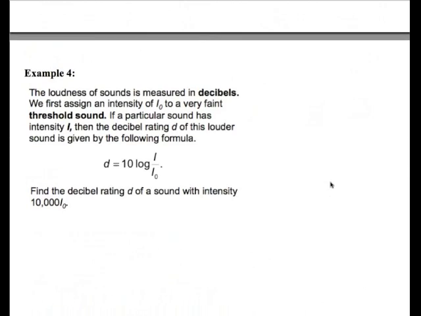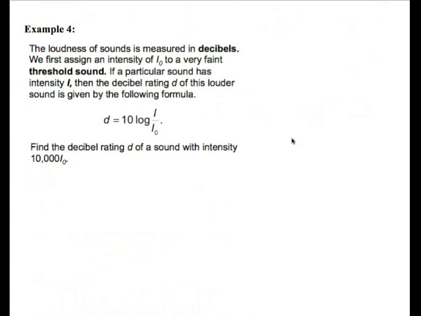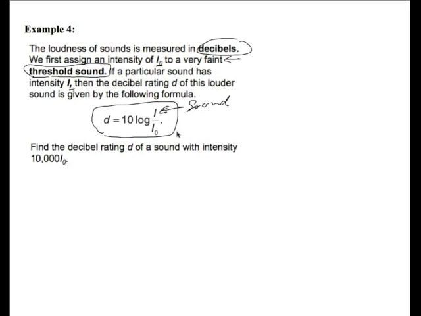Now we'll look at the next one. The loudness of sounds is measured in decibels. We first assign an intensity, which is I0, to a very faint sound, which we're going to call the threshold sound. In particular, if we have a sound that has intensity I, then the decibel rating D of this louder sound is given by the formula D is equal to the sound we're measuring over the threshold sound.